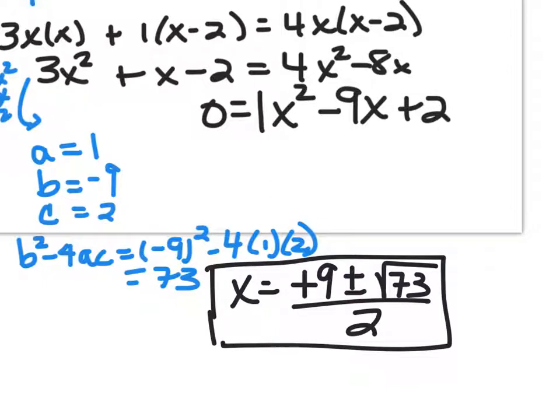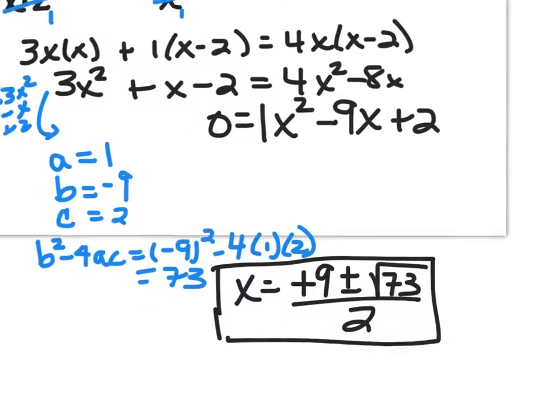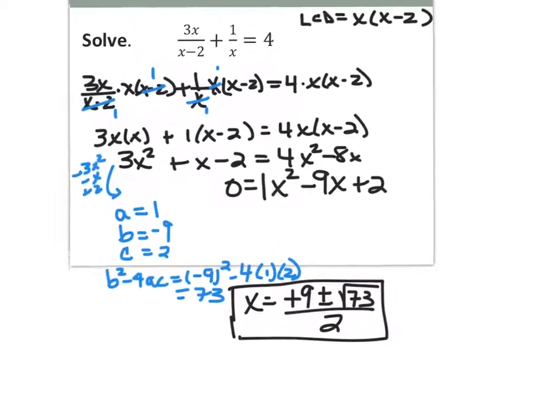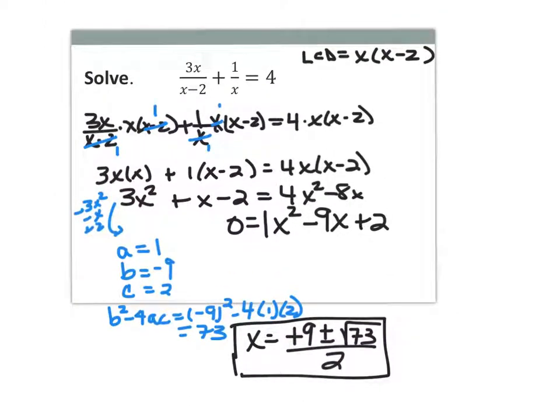You know, when you have equations and you're going to simplify them, and they may look like quadratics, that also means then you may end up with something really ugly that you're going to have to use the quadratic formula for, but that still works. Remember, this is two solutions, 9 plus root 73 over 2 and 9 minus root 73 over 2.